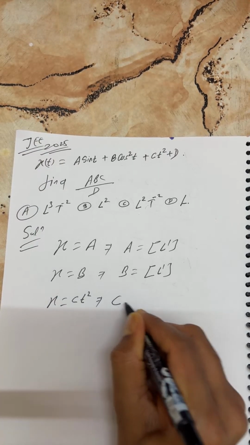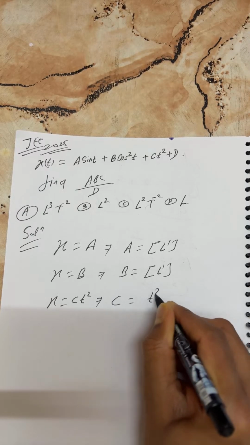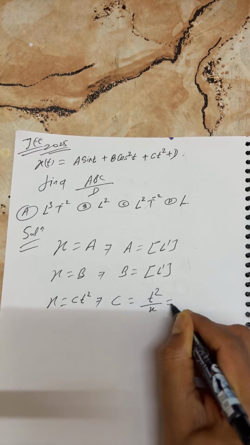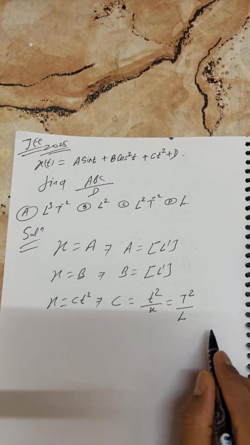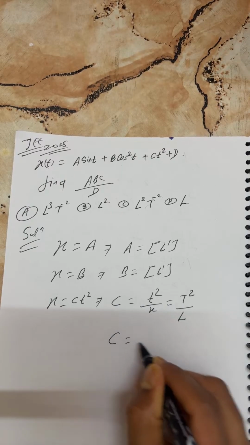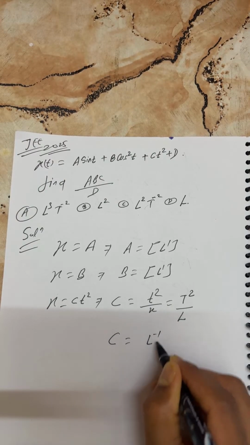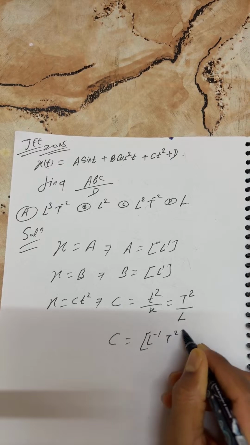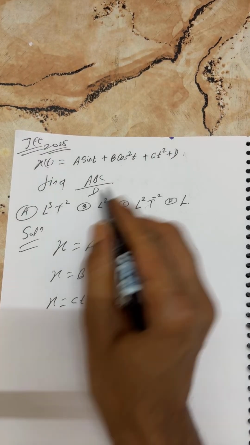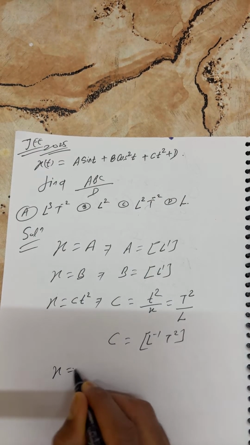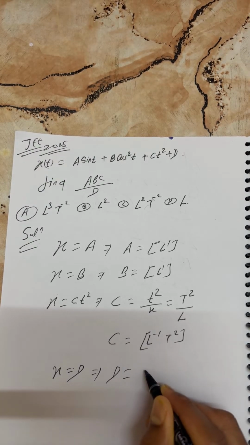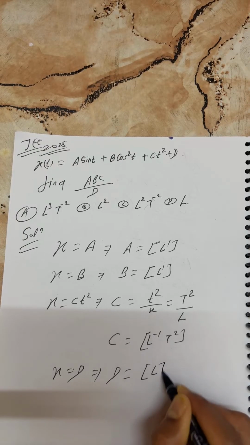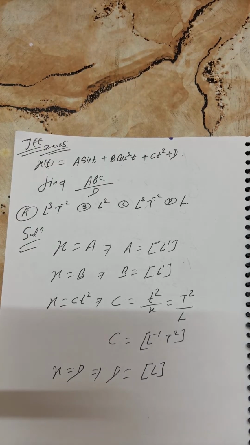We wanted to find C here. So you can see C is equal to basically T square by X. So that is T to the power 2 by L. So the dimension of C we can write here as L to the power minus 1 and T to the power 2. But the last one, you can say X is equal to D. So the D dimension remains L.